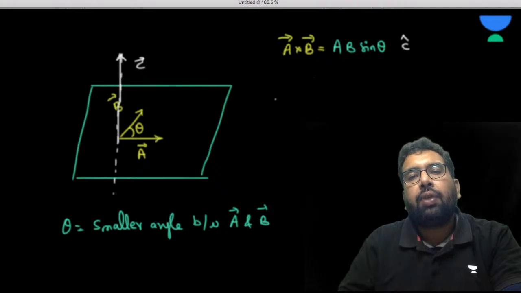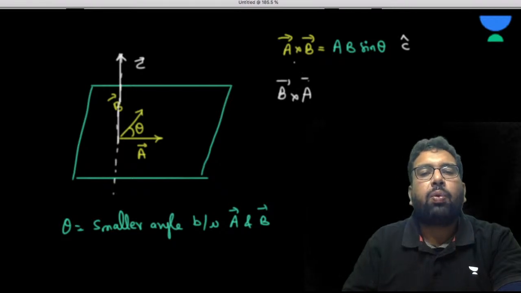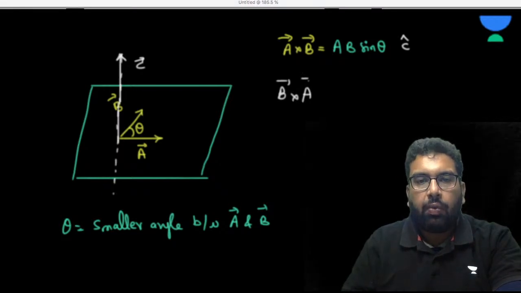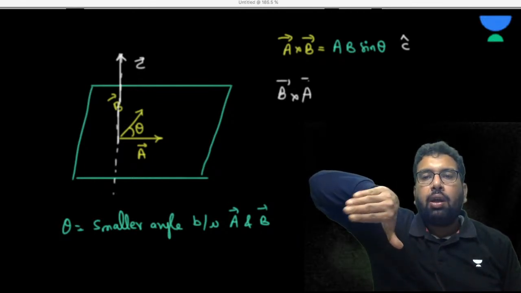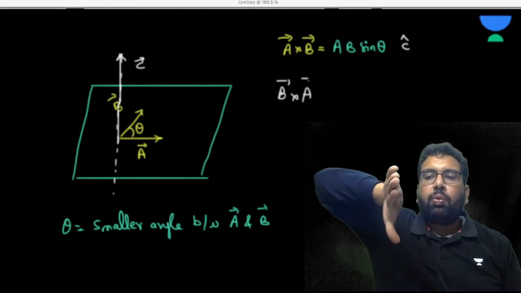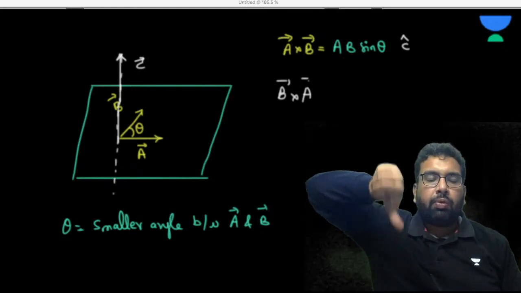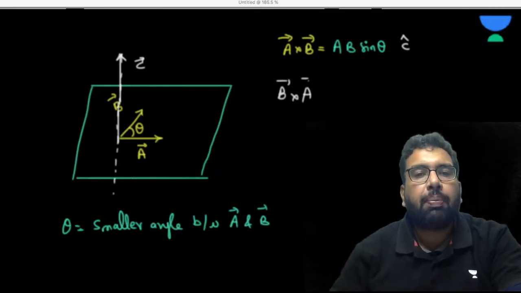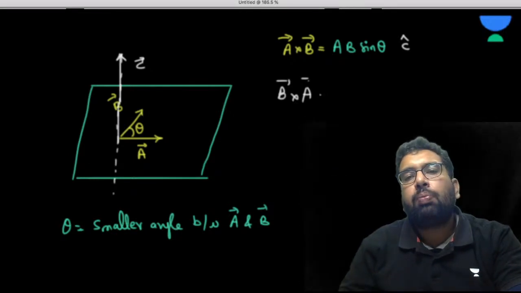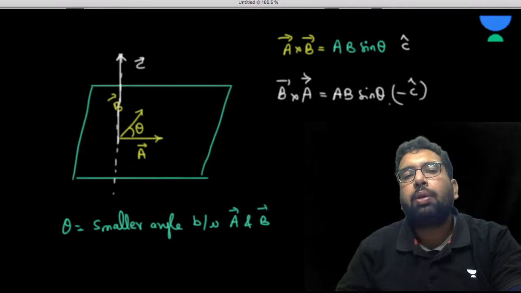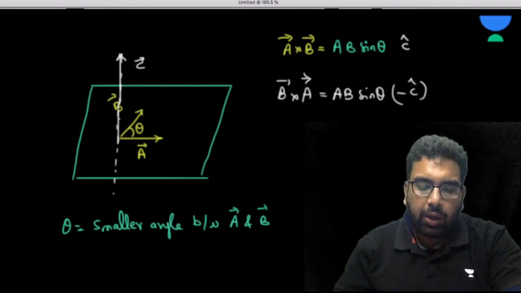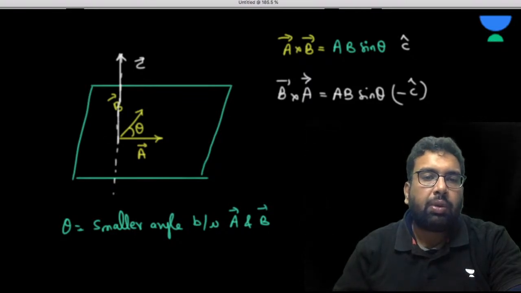Now, if at all we have to write B cross A, in that case we have to place our hand in the reverse position, because now we have to move from B to A. If we want to move from B to A, our right hand thumb will be pointing downwards. So the magnitude will remain unchanged, it will be this only, and it will become minus C cap, because this vector C we have considered now.